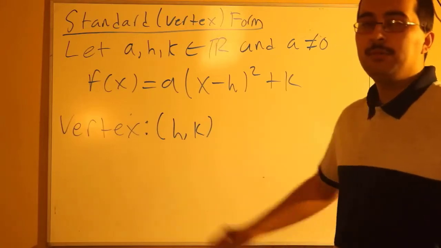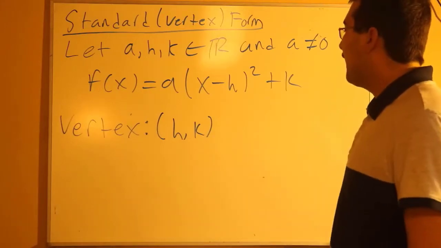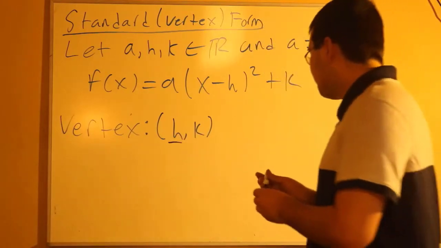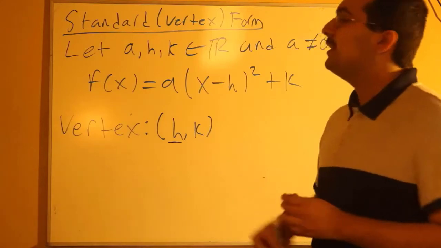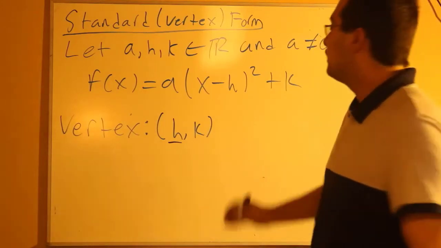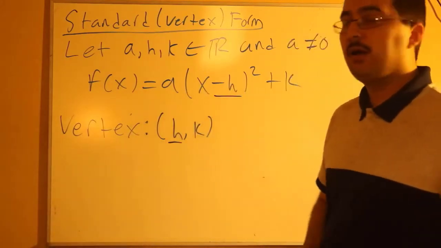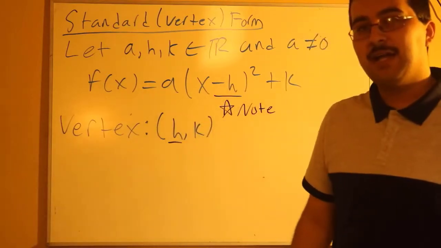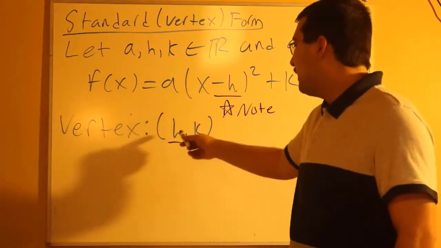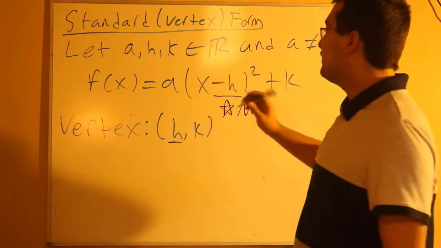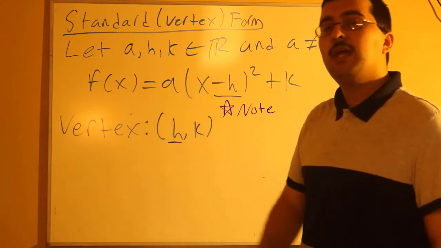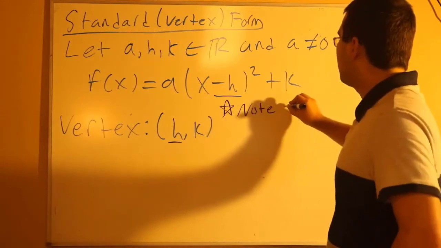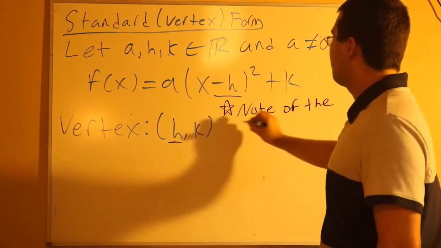Now, there's one very important piece of information we need to note, and that is, in the vertex we use the value h. But inside the vertex form, we have minus h. All right? So take special note of the difference in signs. Here we're subtracting h. Here it's just the h value. So in other words, if this was minus 2, I would use h equals 2. I would not say h equals minus 2. So take special note of the difference in sign.